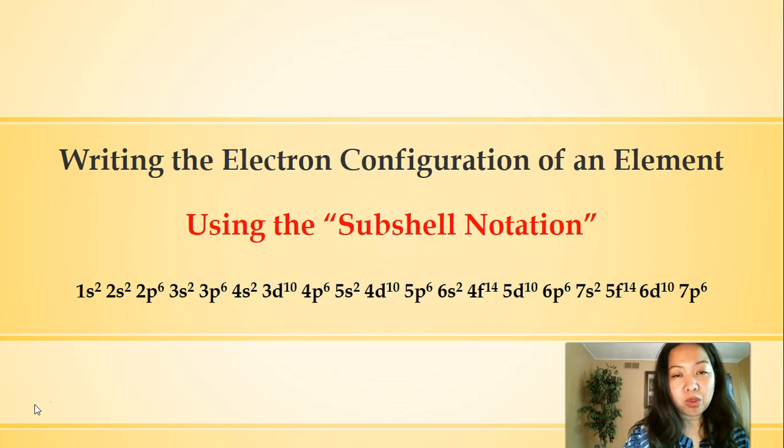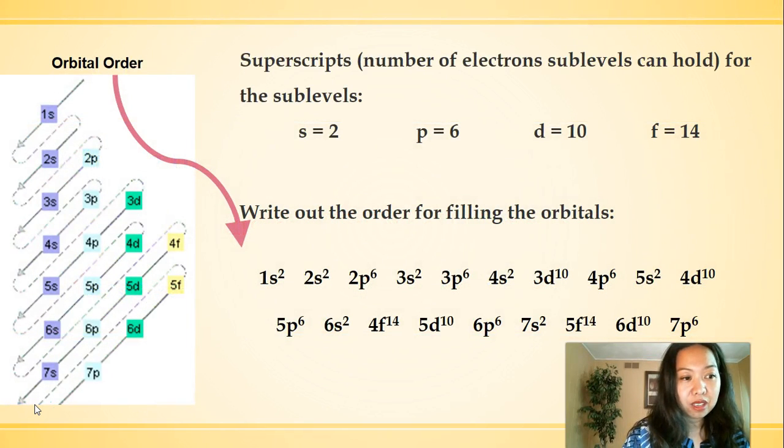In this lesson, we are going to learn how to write the electron configuration of an element using the subshell notation. The illustration on the left is the orbital order, which to me is the concise version of a periodic table. From our previous lesson, we learned that the periodic table has 7 rows or 7 periods. So the numbers that you see right here on the left side, 1, 2, 3, 4, 5, 6, 7, are the energy levels or the periods in the periodic table.